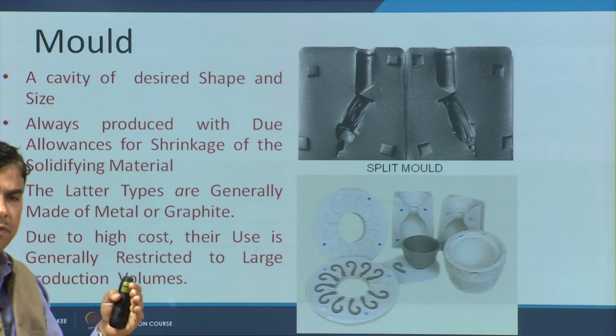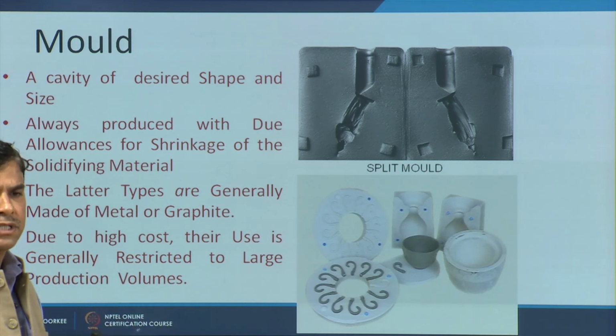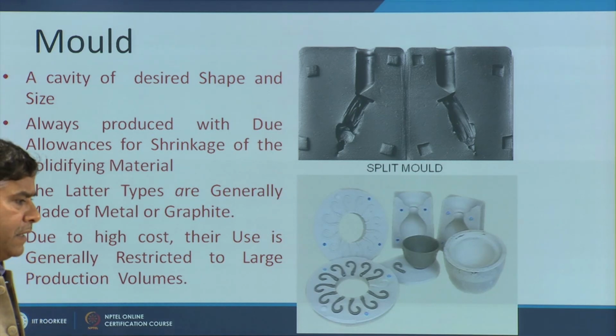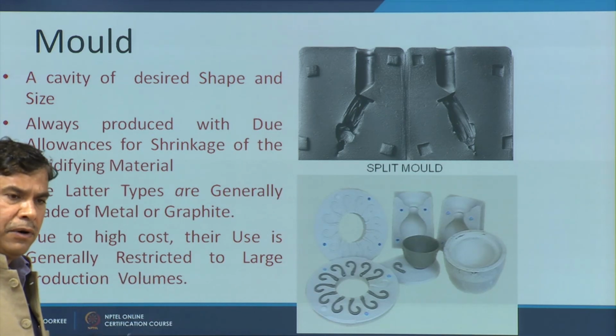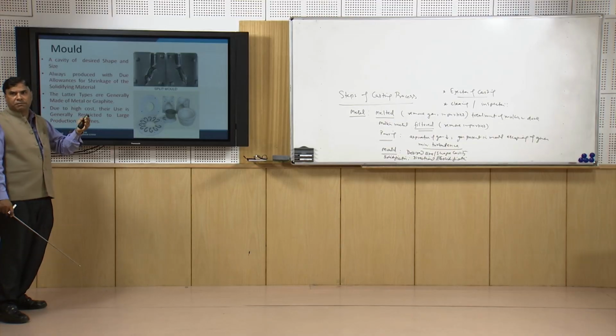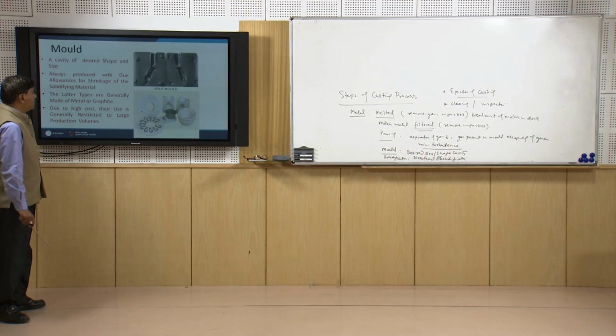If the volume of the casting to be produced is limited, meaning the number of castings to be made is limited, then we use sand molds. If the number of castings to be made is very large, then metallic molds are used.